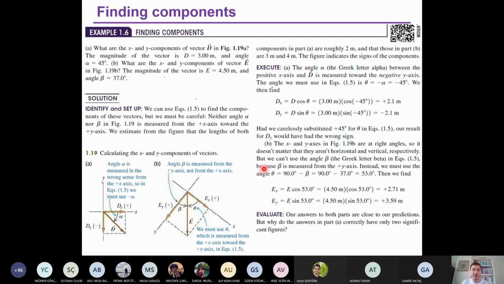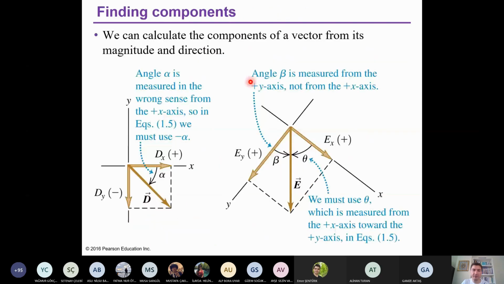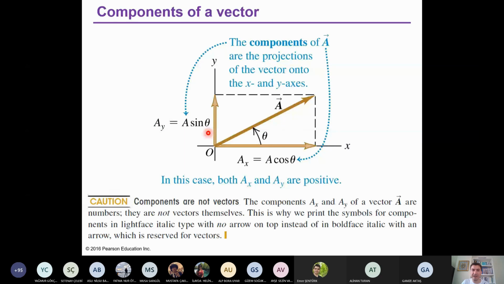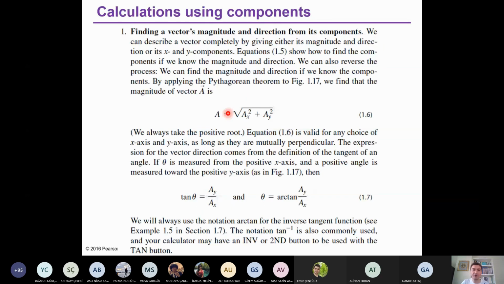So this was a short example. Then let me continue with the properties of the components and how to use components in your calculations. During the last lecture, we used trigonometry and the Pythagorean theorem, right? So you would like to find a vector's magnitude and direction from its components. You have a vector here, and you have the x component and y component. You would like to calculate the magnitude of A, and you would like to calculate theta. So you don't know the magnitude of A, and you also don't know theta.